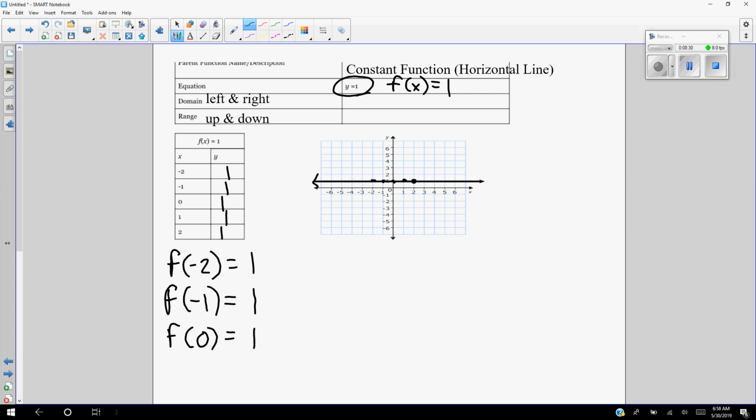So finally, let's list the domain. Domain is how far left it goes. Well, as you can see, this graph is going left forever, and it's going right forever. So the domain is negative infinity to positive infinity.